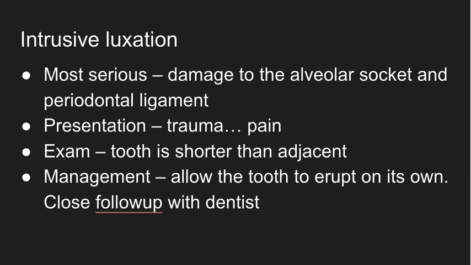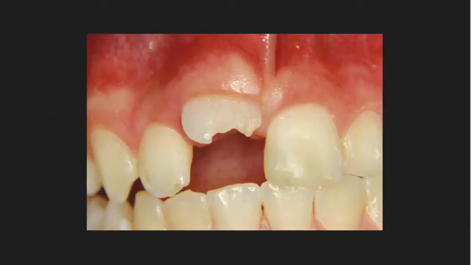Intrusive luxations, so these are really serious. It's the tooth pushed up, and it causes damage to the alveolar socket and periodontal ligament. But your management here, you're actually just going to leave these alone and let them erupt on their own, and just have them closely follow up with a dentist. Sometimes they have to put special braces-like devices to help them erupt properly. And here's a picture of that. This person looks like they maybe have a LS1 fracture and an intrusive luxation of that.